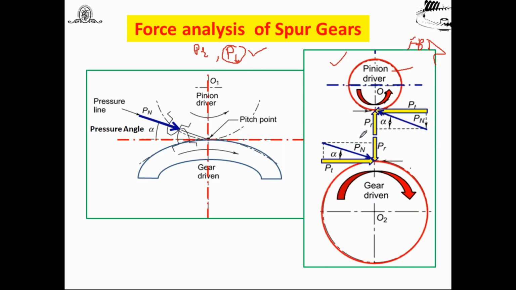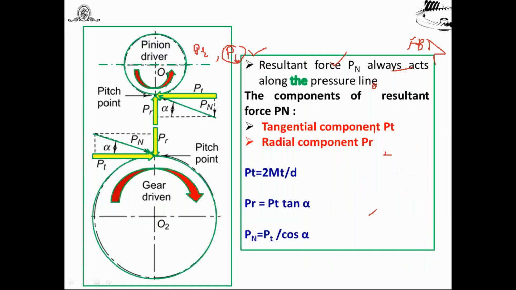Second thing, PR. This is the radial force, and it always acts towards the center. Suppose PR1 is the radial force which acts on the pinion, it always acts towards the center of the pinion. Similarly, PR2 acts towards the center of the gear. Try to understand. Fundamentally, the Pn acts along the pressure line, and with the PT it makes an angle of alpha. Based on that, we can easily find the relations to calculate the magnitude of PR and PT.